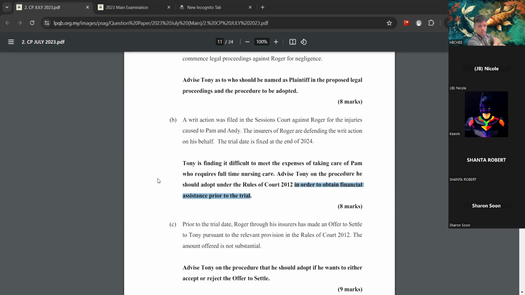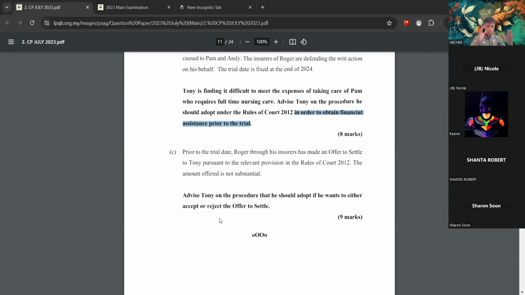So for your answer here, you have to separate it out because the question is asking you how to accept or how to reject. So in your answer here, you have to make it very smart. You have to put in 2 different subheadings. First one is on how to accept. This is given under Order 22B Rule 3. Then you can go on to the other side, like how can Tony reject the offer? Is that okay?